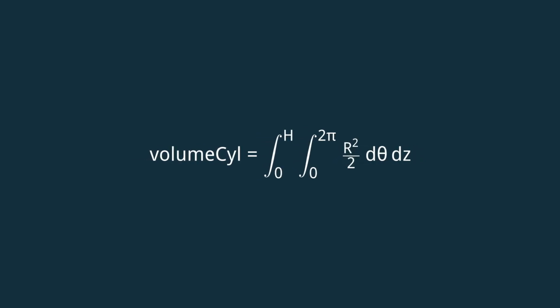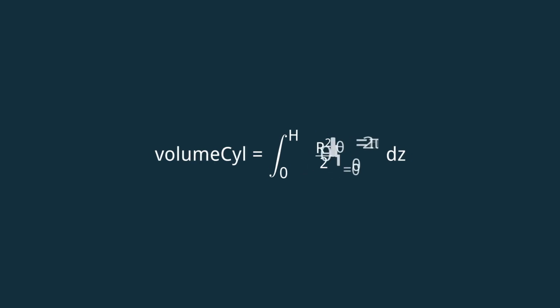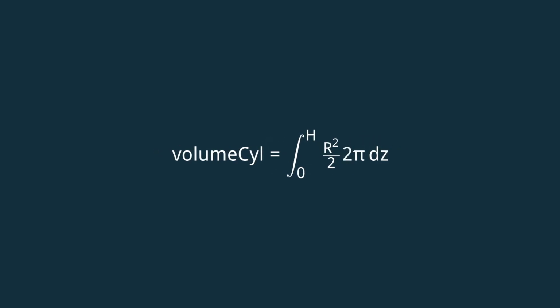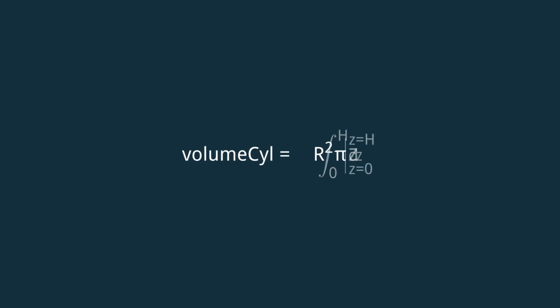Now we integrate theta. The integral of d theta is theta. If we evaluate theta at theta equals 2 pi and theta equals 0, we get 2 pi minus 0, which simplifies to 2 pi. So we now have R squared over 2 times 2 pi, which can be simplified to R squared pi. Now let's integrate z. The integral of dz is z. If we evaluate z at z equals h and z equals 0, we get h minus 0, which is h. Then we can rearrange all of the values to get the cylindrical volume formula. Volume equals pi R squared h.